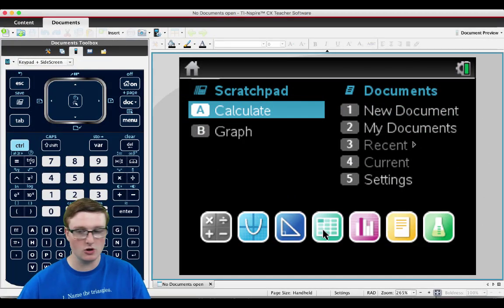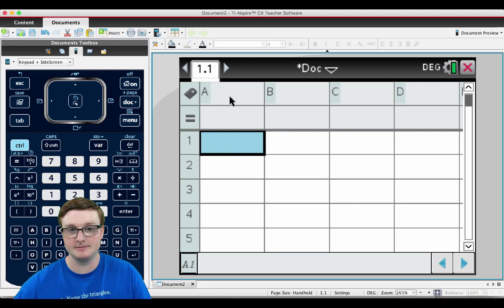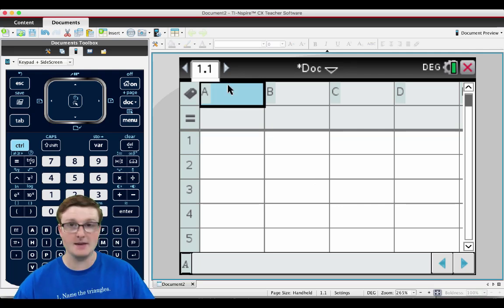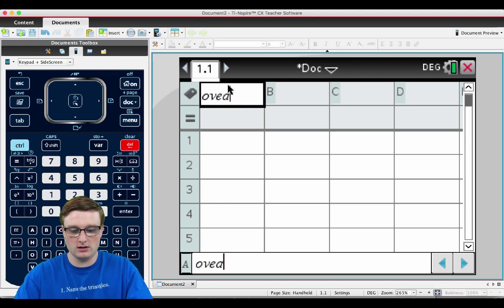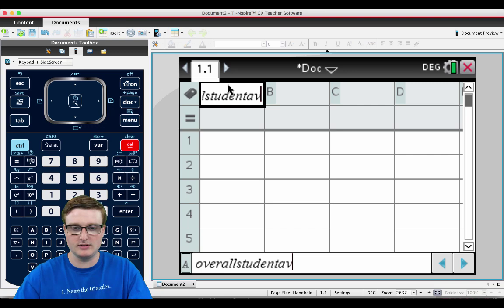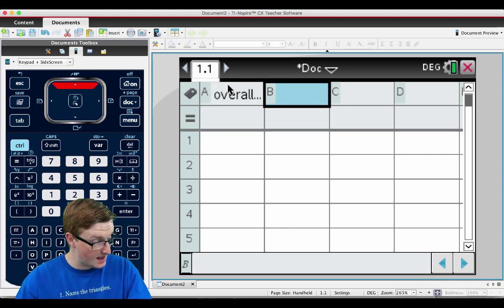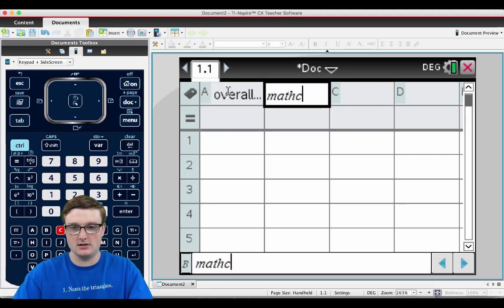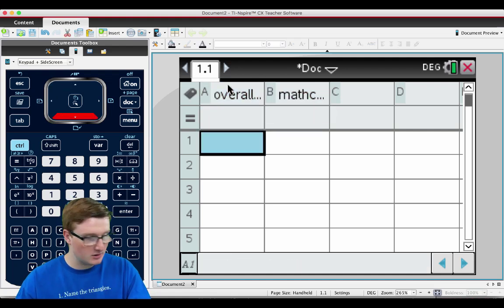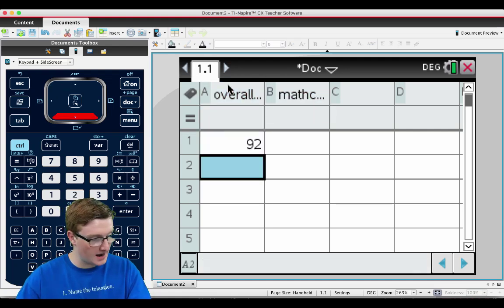So what I'm going to do is I'm going to go to my lists and spreadsheets on my calculator. And what I'm going to do is I'm going to type in this data. So I'm going to say overall student average. Okay, and over here I'm going to say math class average. Okay, so now what I'm going to do is I'm just going to type in all of my numbers into my lists and spreadsheets.